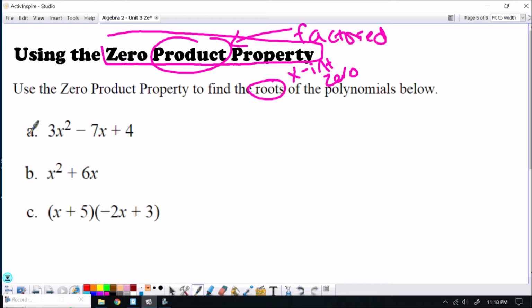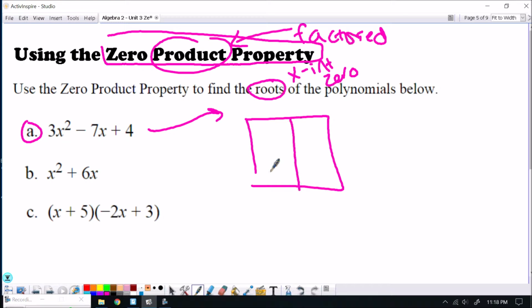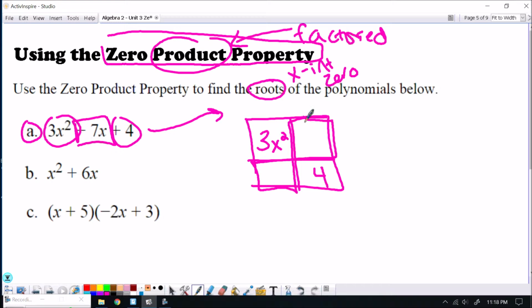So let's take for A, we're going to go ahead and factor. I have my box, and I'm going to take first term, first box, so 3x squared. Last term, last box is 4. And our middle term, negative 7x, I need to break up to get to these two middle diagonal boxes. They should add together to get negative 7x.